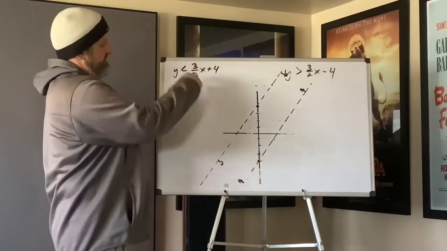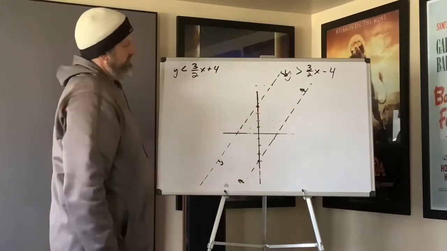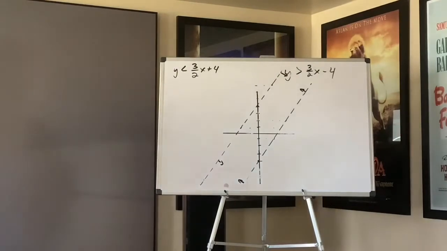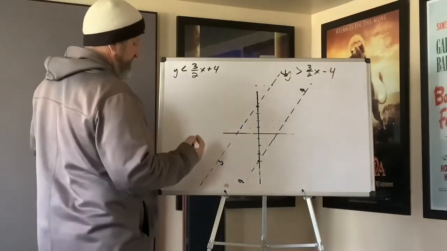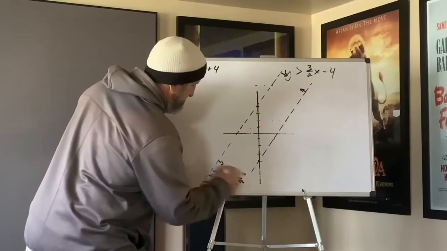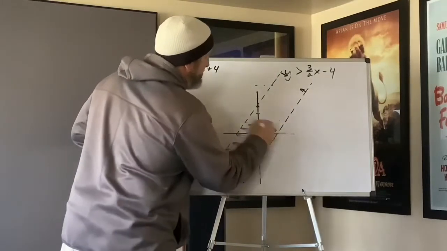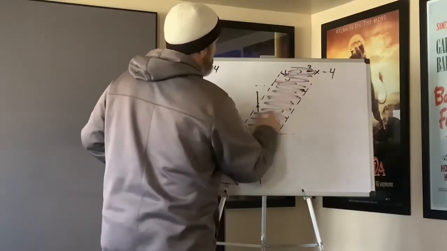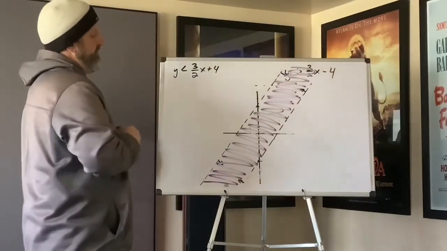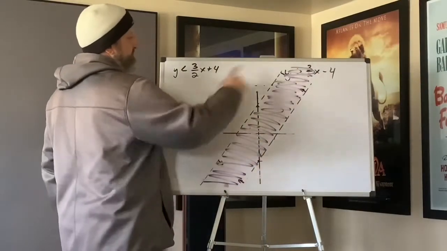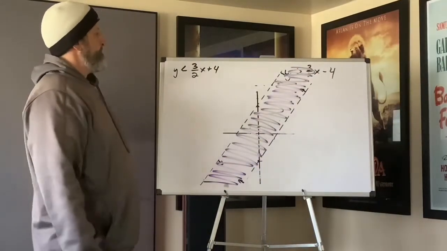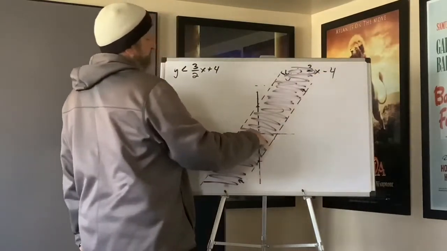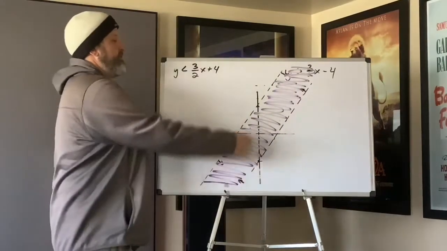Okay, less than, so our arrows are pointing this way. Greater than, so our arrows are pointing that way. And so what's the shaded region? Well, the shaded region is every point that lies between the 2 lines. That's your shaded region. So any point that lies between those 2 lines is a solution to both equations. 0 is less than 4, and 0 is greater than -4. So sure enough, the point 0, 0 would work, which makes sense with our graph.